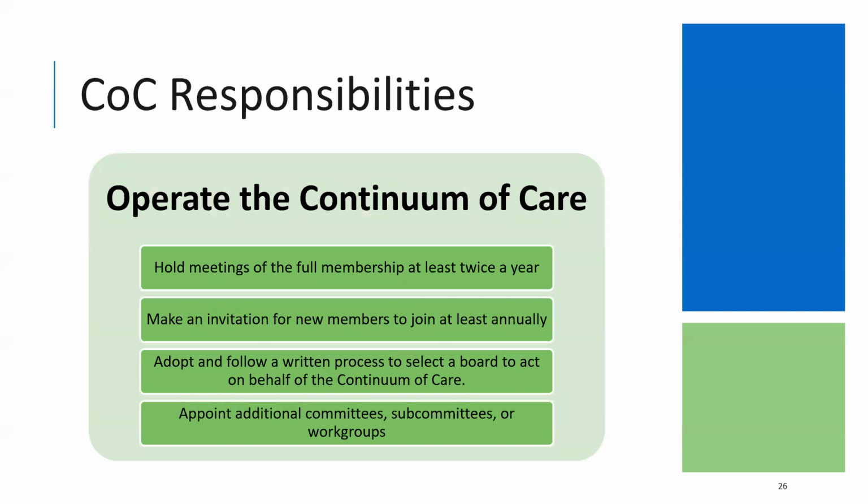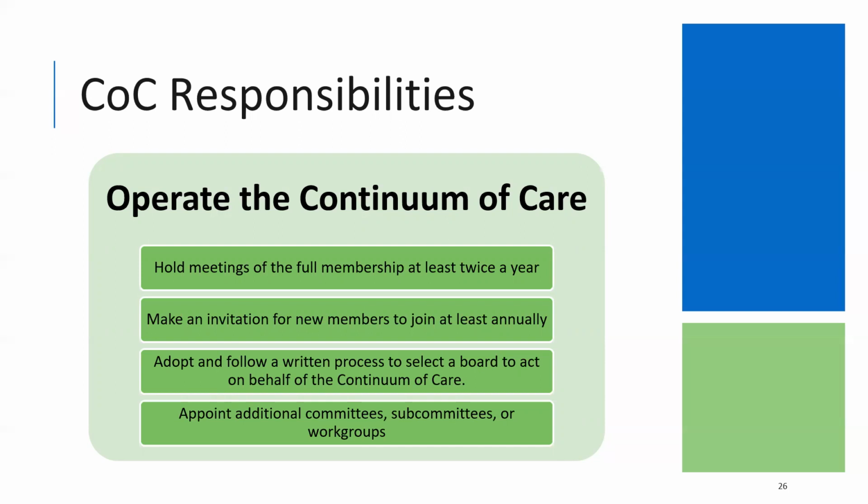So first of all, it's the responsibility of the CoC to operate the continuum of care. That includes holding membership meetings at least twice a year, inviting new members to join the continuum of care, having a board and adopting a written process to select that board, appointing committees, subcommittees, or work groups.